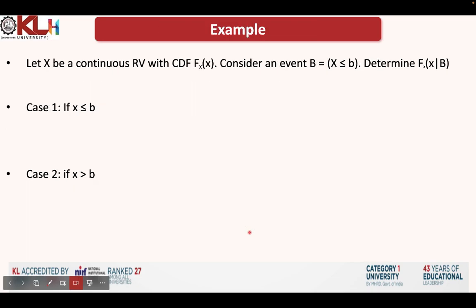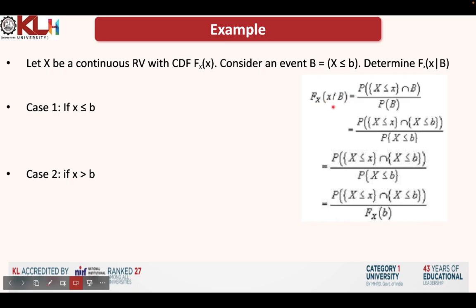Now let's look at an example. Let x be a continuous random variable with the CDF capital F, and consider an event b equal to the random variable x less than or equal to b. Now let's determine the conditional CDF. In this problem we can divide it into two cases where the value x is less than or equal to b, or it's greater than b. So first look at the general case for the conditional CDF.